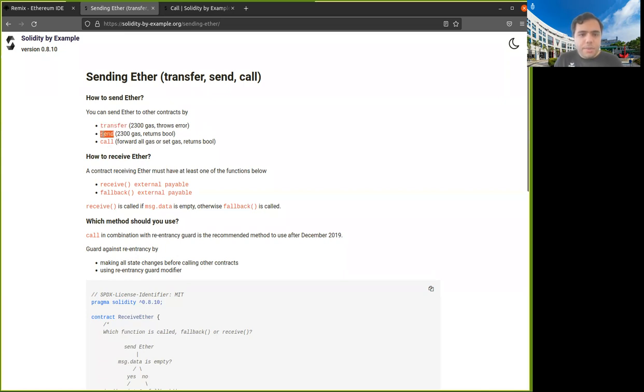With send, what happens is that if it fails, it returns false. So if you're using send, you have to just check the return code and see what happened. And call also just returns a Boolean that tells you whether the function call was successful or not.